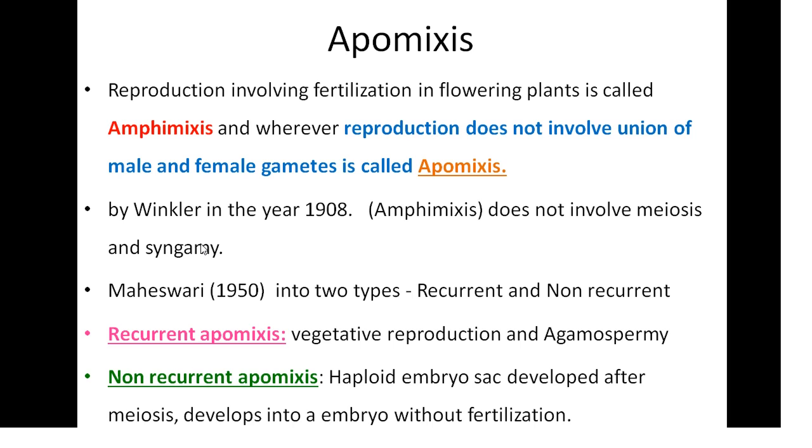Next, Maheshwari, that is our Panchanan Maheshwari, in the year 1950. There are two types: recurrent and non-recurrent. Recurrent apomixis is vegetative reproduction, which you have studied in the first topic of this same lesson, and agamospermy. Non-recurrent apomixis means a haploid embryo sac developed after meiosis develops into an embryo without fertilization. There is no fertilization, but there is embryo production. So that is non-recurrent apomixis.